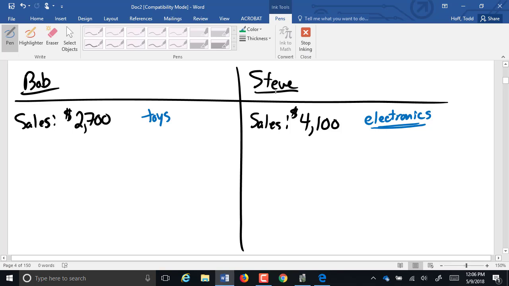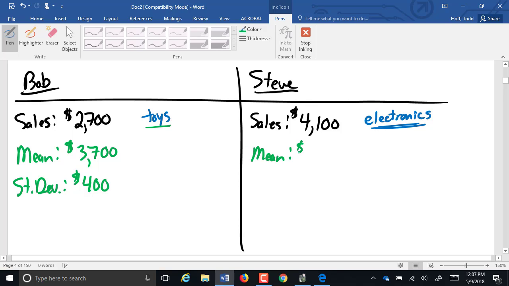So what we need to do is compare each of them back to their population. So for toys, let's say that all of the salespeople that worked in toys for that week had mean sales for the week of $3,700 with a standard deviation of $400. And let's say for electronics, all of the salespeople in electronics that week had mean sales of $5,400 with a standard deviation of, let's do $600. So let's look at their z-scores.